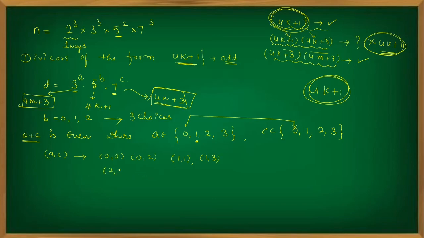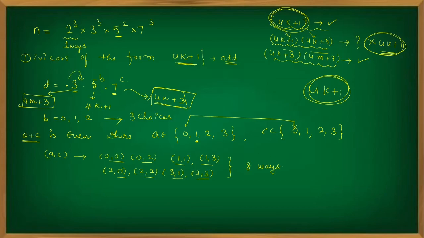2 with 0 we can take, right? And 2 comma 1 we cannot take. 2 comma 2, it's even, correct. 2 comma 3 we cannot take. Then with 3: 3 comma 0 we cannot take, and 3 comma 1, yes, 3 plus 1 is 4. 3 comma 2, that is 3 plus 2, 5, we cannot take, and 3 comma 3, yes. So how many choices do we have? 1, 2, 3, 4, 5, 6, 7, 8. So A comma C can be selected in 8 ways.